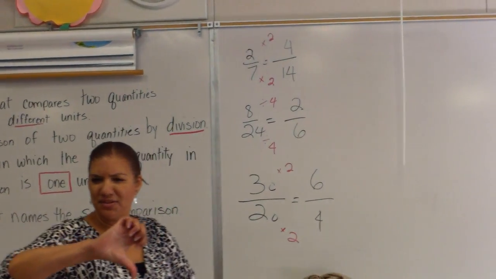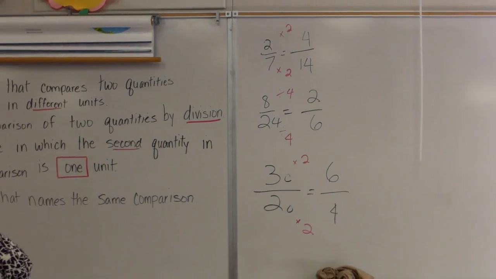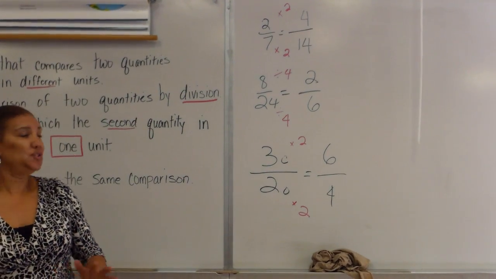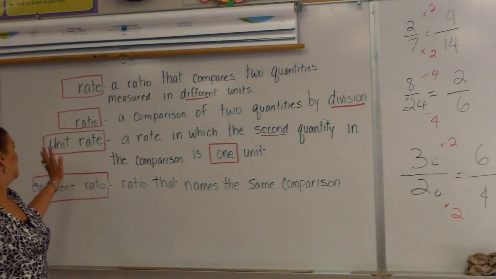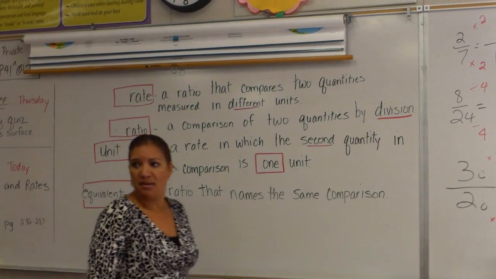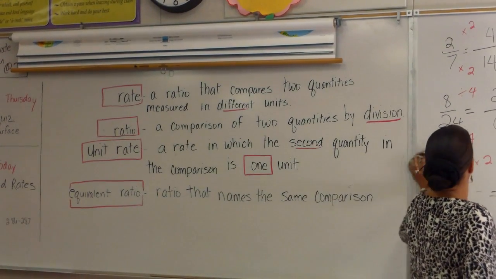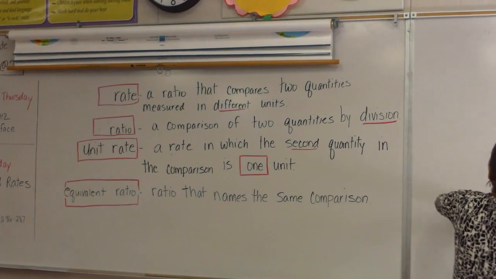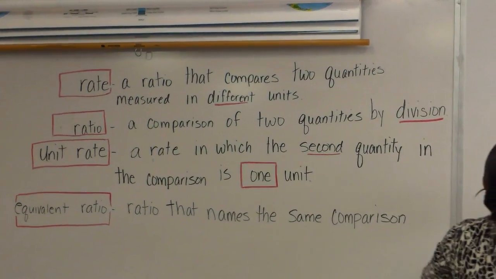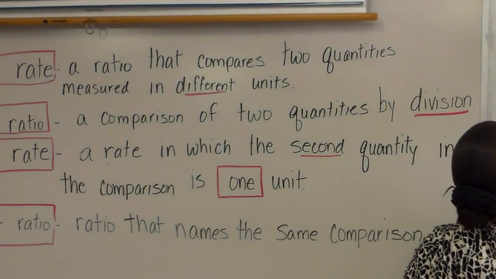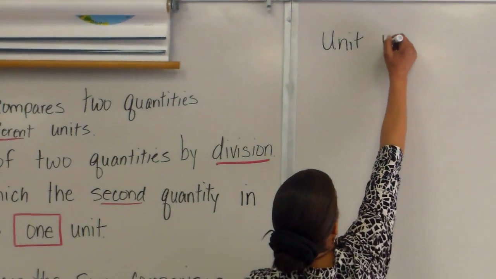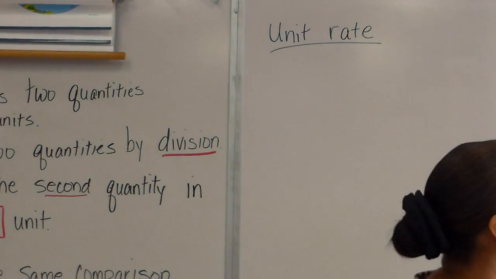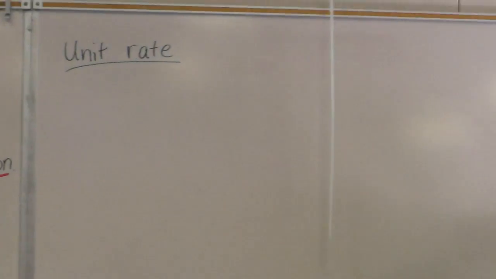Give me a thumbs down if you're not quite there yet. Okay, let's move on. We're going to transition to finding the unit rate. We are finding the unit rate by using the equivalent ratio.